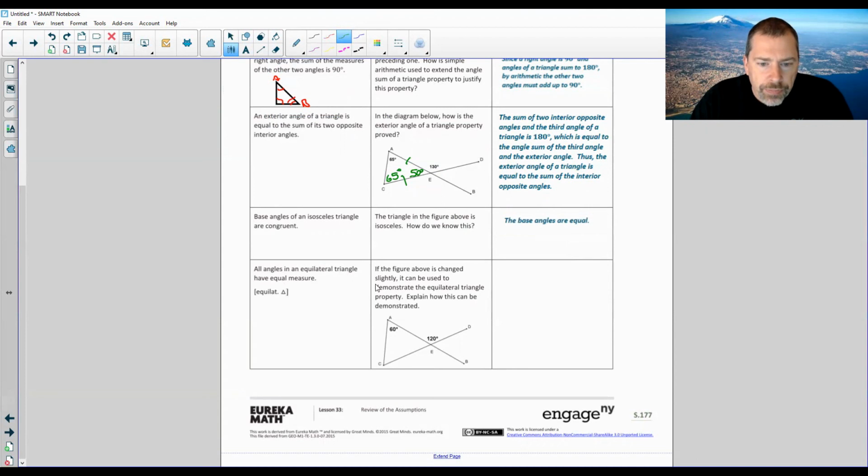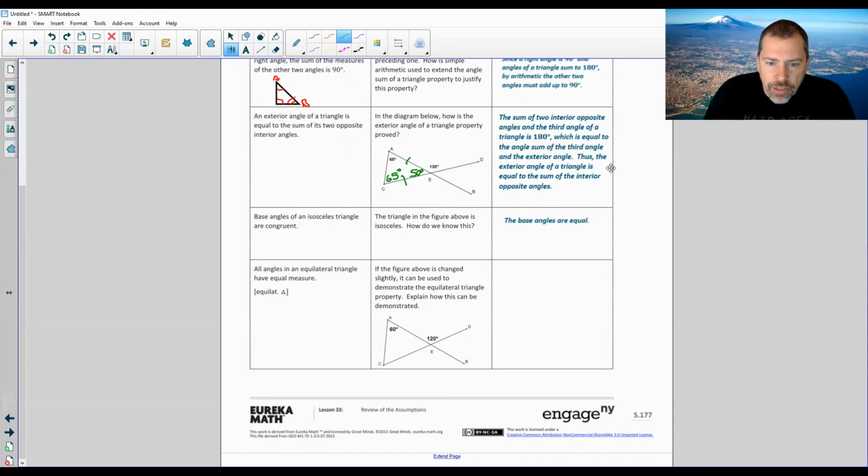Equilateral triangle. If the figure above is changed slightly, it can be used to demonstrate the equilateral triangle property. So they adjusted AB, they moved it this way to reduce the angle measure of A down to 60 degrees. So they moved AB, rotated B down, I should say, 5 degrees to get this angle to drop from 65 to 60 degrees. Okay, and in doing so, this also changed to 60 degrees.